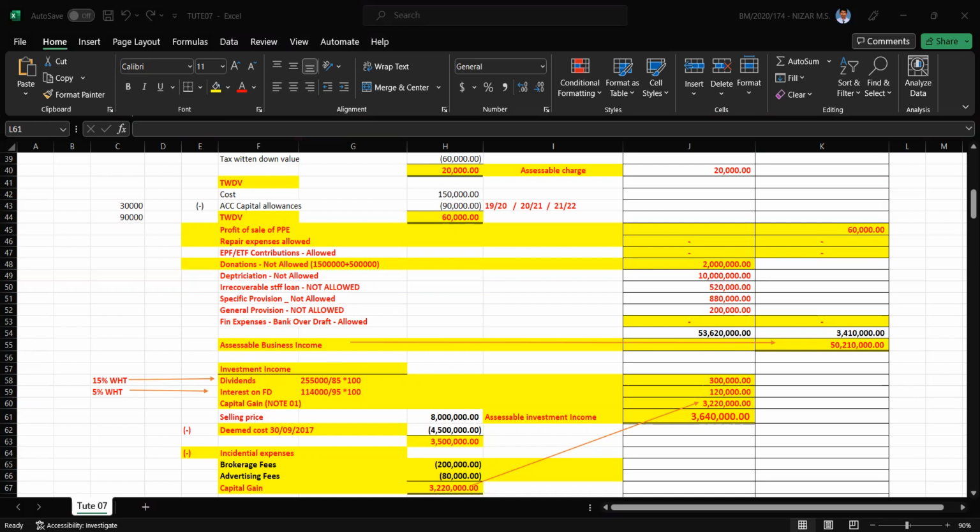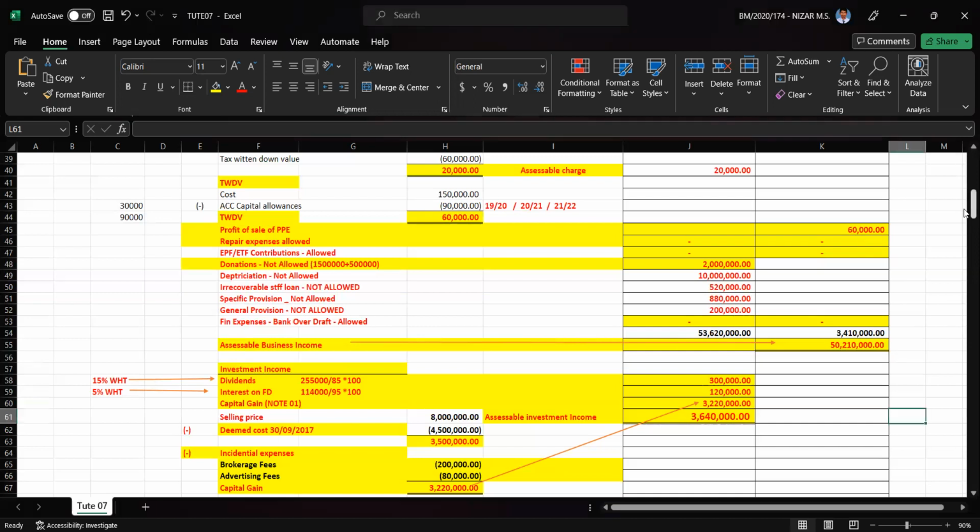The selling price is here. If it is acquired prior to 30th September 2017, you can get the market value as at 30th September 2017. It is given in the question, 4.5 million. We take that one as a deemed cost, and we want to deduct any incidental expenses if incurred in disposing this bare land, right? So those are necessary to incur in relation to the disposal of the bare land, right? The brokerage fees, advertising fees, legal fees, and so on, right?